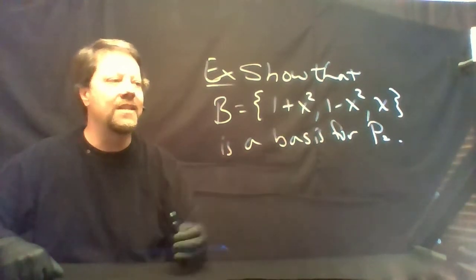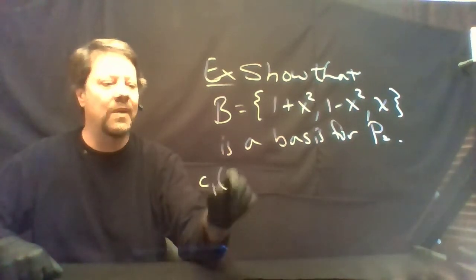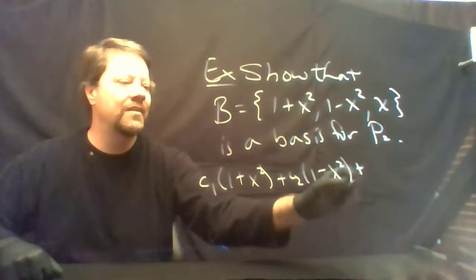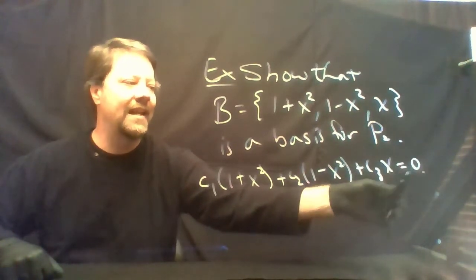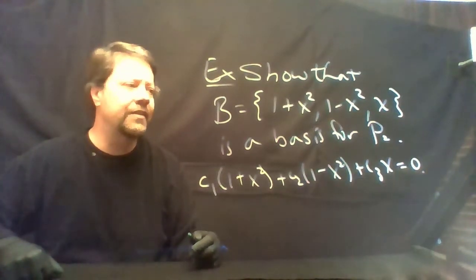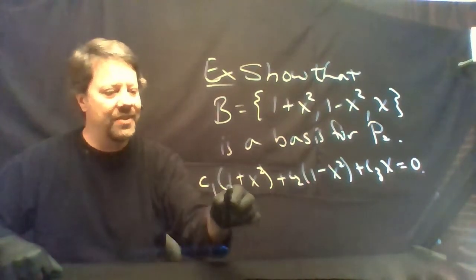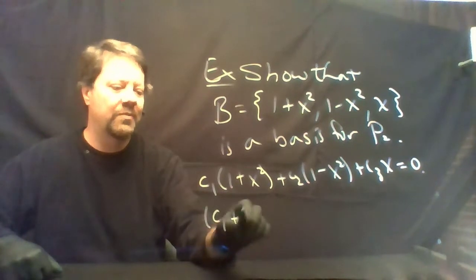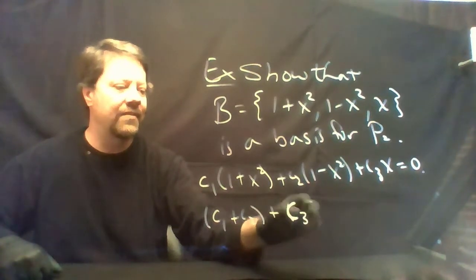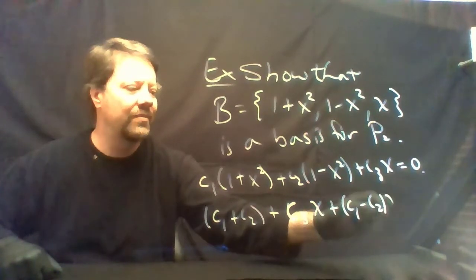First of all, are these functions, these vectors, linearly independent? So we'll construct C1 times 1 plus x squared plus C2 times 1 minus x squared plus C3 times x, and set that equal to the 0 polynomial, 0 vector. The 0 vector in P2 is the 0 function, which we'll denote by 0. So you can see the constants are C1 plus C2. There's only one coefficient of x, and that's C3, and then the coefficients of x squared are C1 minus C2.